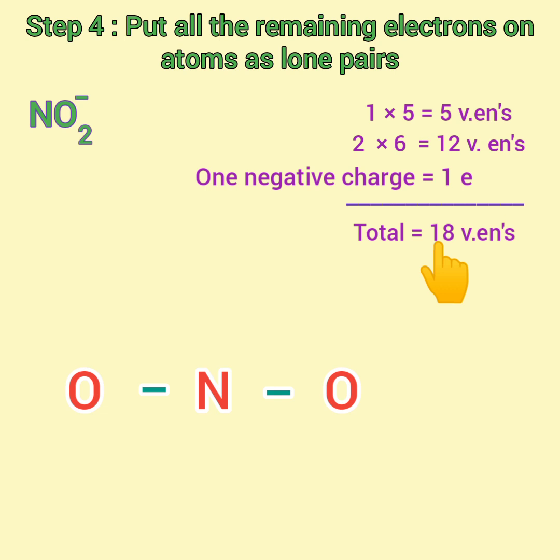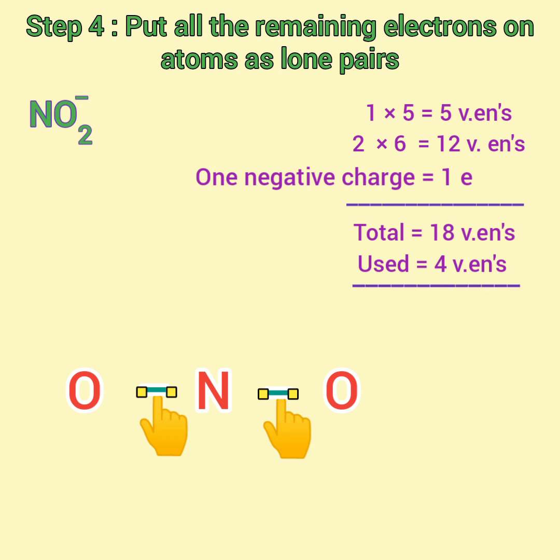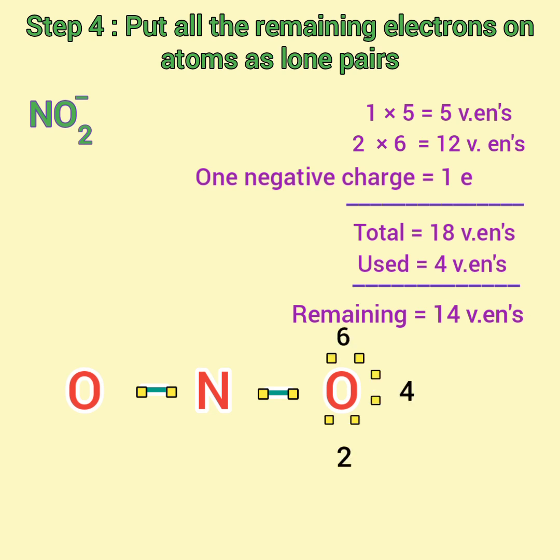We have used 4 valence electrons on the 2 single bonds, and the remaining is 18 minus 4 equals 14. We now put those remaining valence electrons on atoms as lone pairs. Count by 2 when adding them. Now we have used up all our valence electrons.